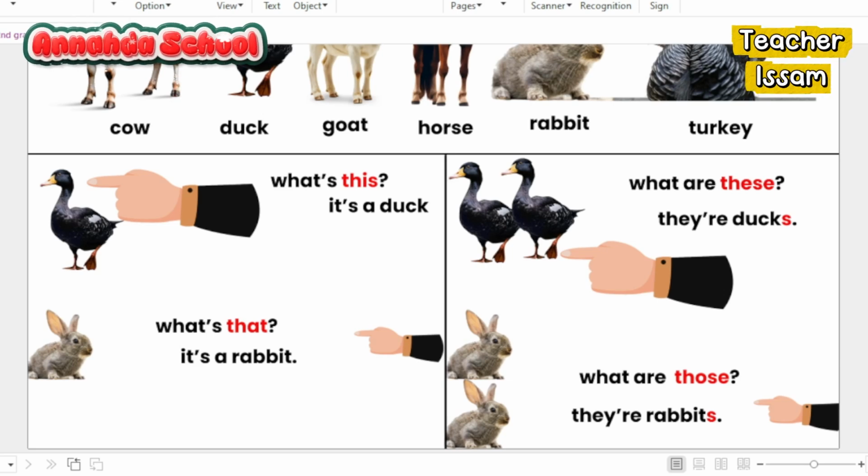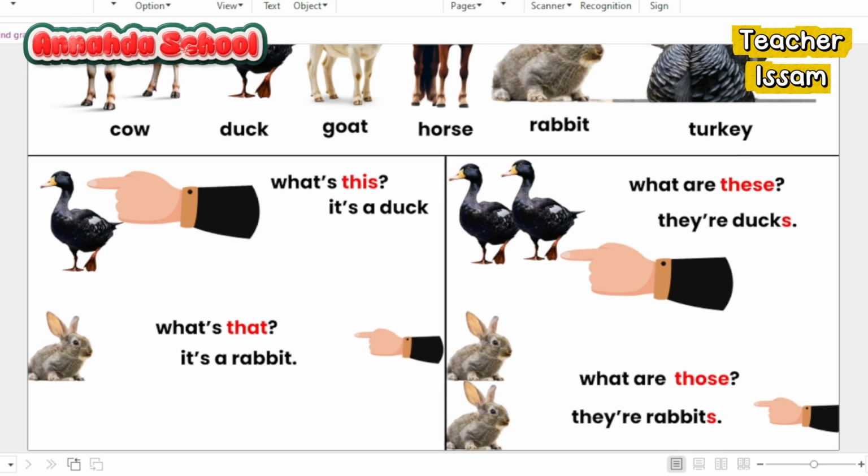Here we have one animal, but it's far from us. Look at the finger and look at the animal. It's far. There is a long distance between the finger and the rabbit, so we will use that. What's that? It's a rabbit.